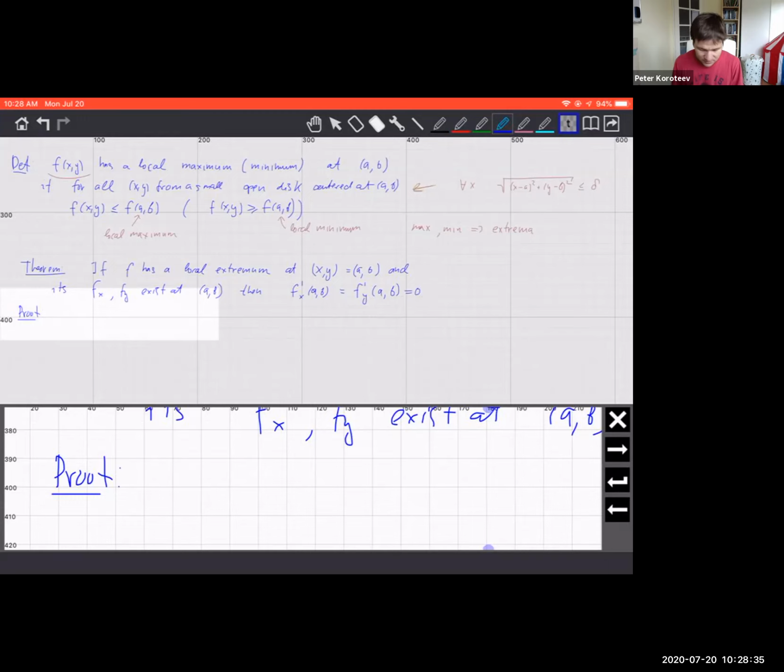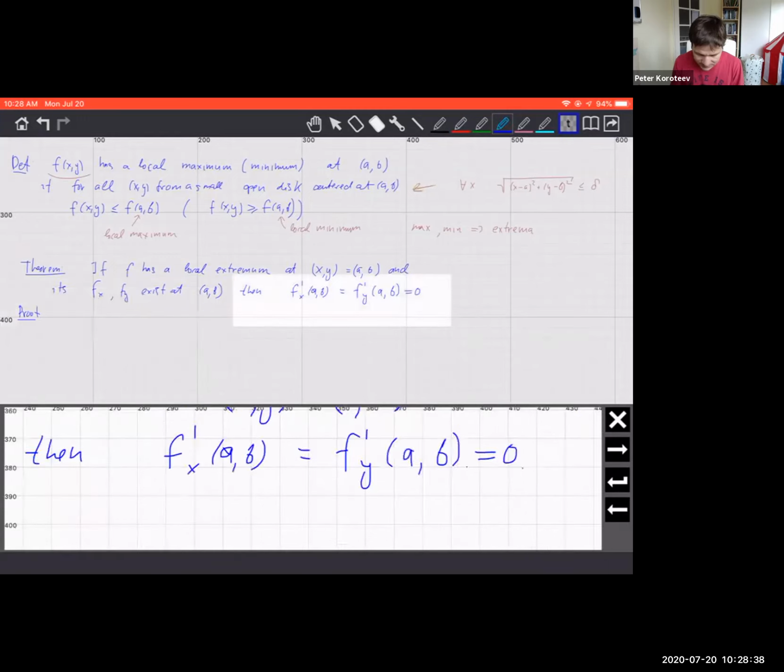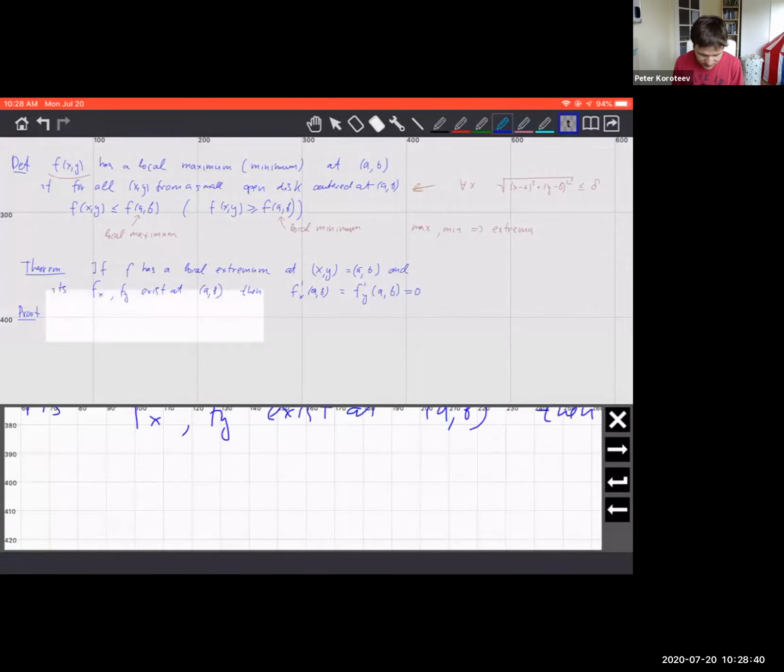we can, as we know, the idea behind this partial derivative is that you can reduce a function of two variables to a function of one variable. So if you say let g of x be equal to f of x, b, right? So we are fixing y as a constant and looking at the change of x. So if f of x comma b has a local extremum at (a, b), then so does g, right?